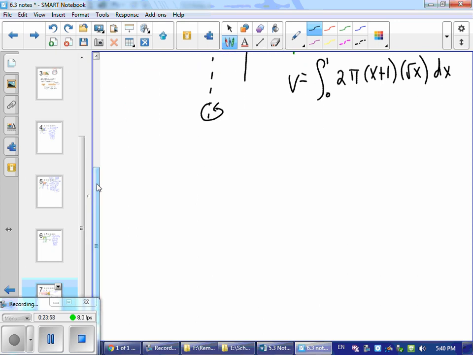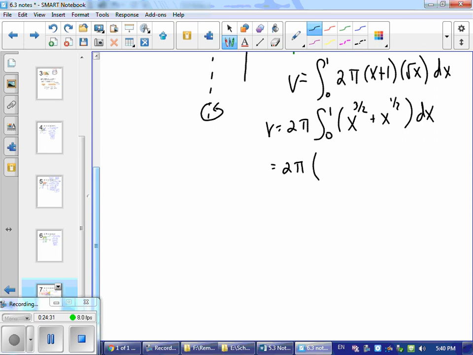Okay, simplify. Let's see, volume equals 2 pi on the outside, integral from 0 to 1. We're going to have to distribute that x plus 1 with the square root of x. So x times the square root of x. Square root of x is x to the 1/2. So we're going to multiply that and get x to the 3/2. And then 1 times the square root of x is just x to the 1/2 dx. It's definitely going to give us some fractional values here.